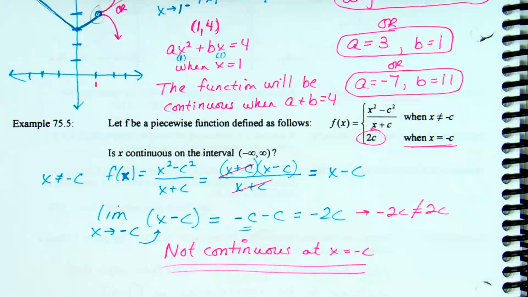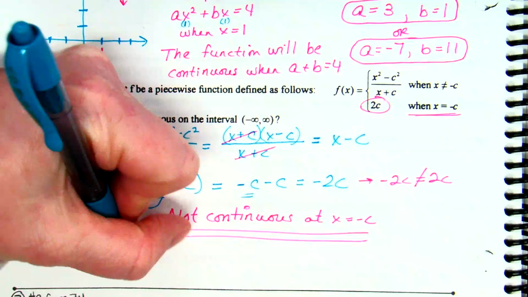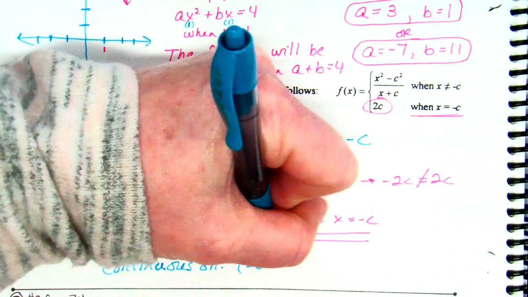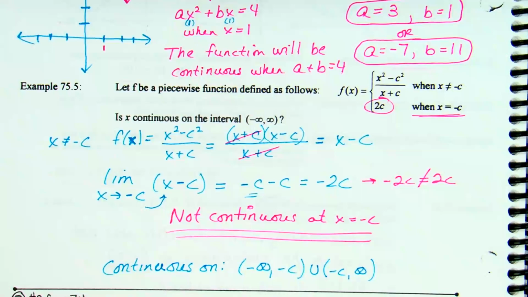Now, it should be continuous every place else. If you're asked where it's continuous, you could say, do you remember how to do our intervals here? It's continuous from negative infinity to negative c, union negative c to infinity. So it's continuous every place except that one little point. Not that they asked that, but just trying to talk about it.